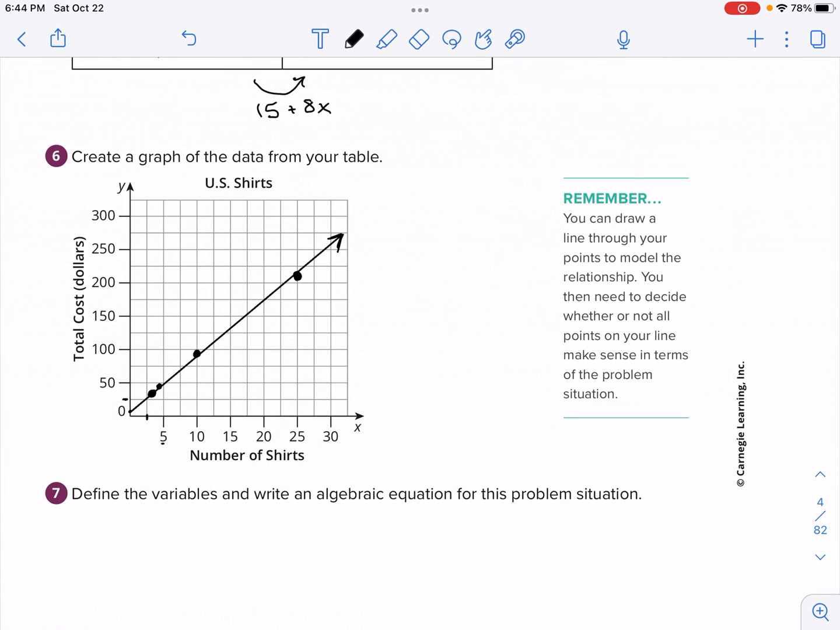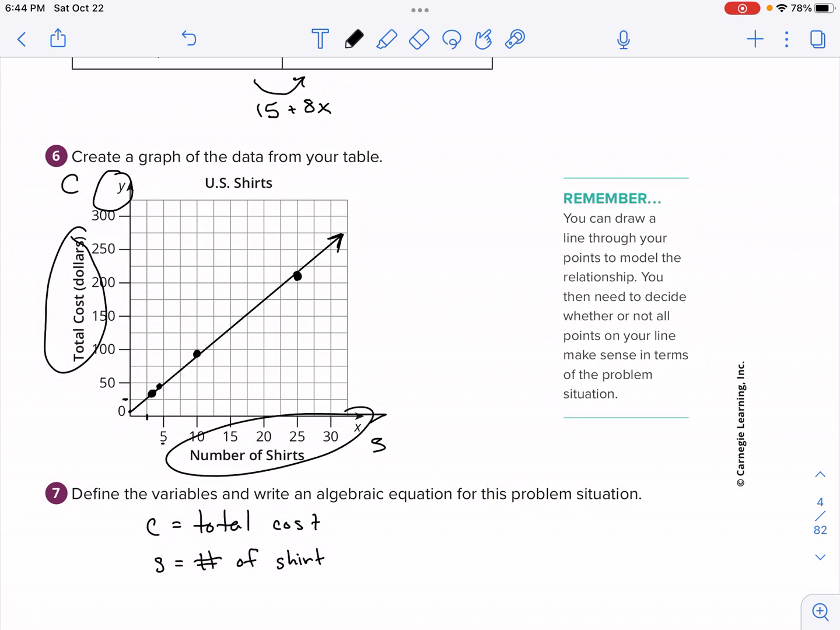All right, and C, define the variables and write an algebraic equation for the situation. The variables that we have: I'm going to put C as total cost. Now this is our dependent variable. Dependent variable is always Y, but we can just put C right there. And number of shirts, X right here, I'll put S. Number of shirts. That tells you that this is independent, S, and this is dependent.